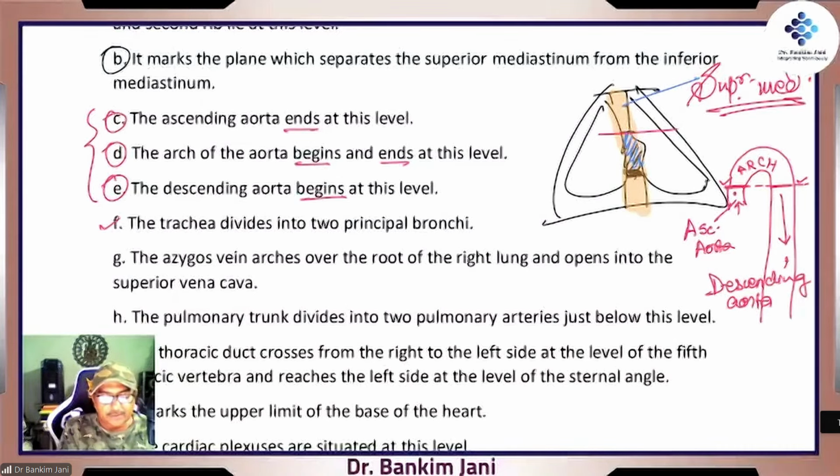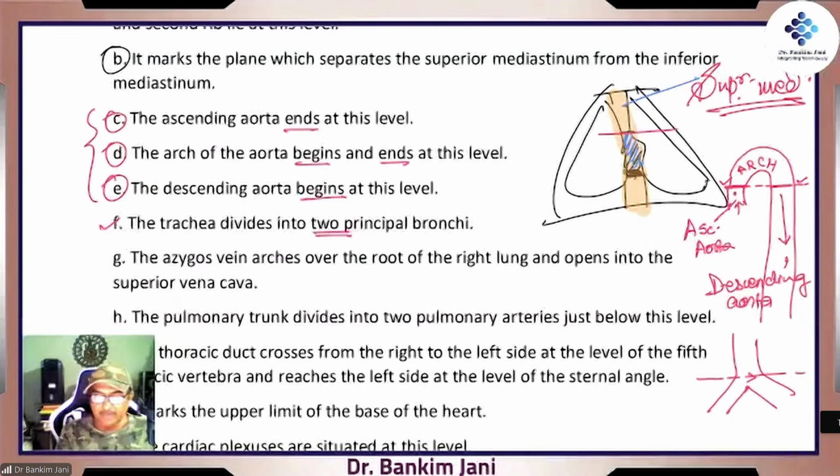This one, the trachea divides into two principal bronchi. So the trachea is there, and it will divide like this. This is also called the angle of Louis. That level is nothing but the level of the angle of Louis. So this is how the trachea divides.